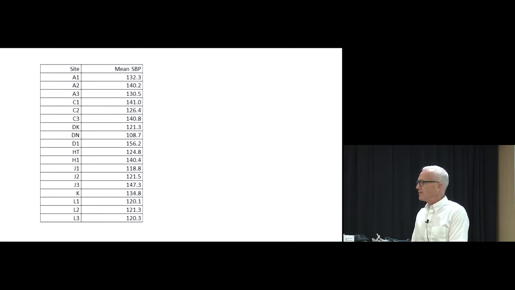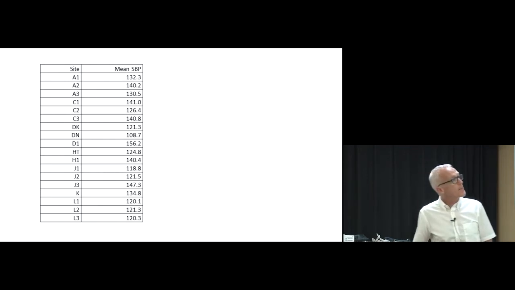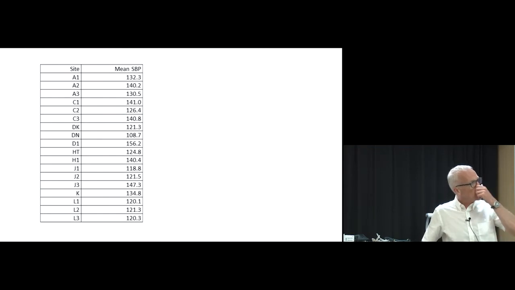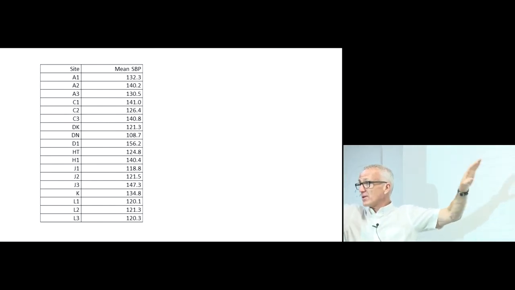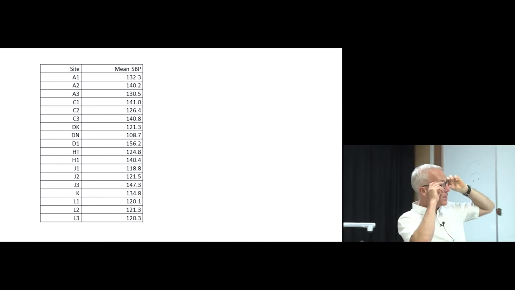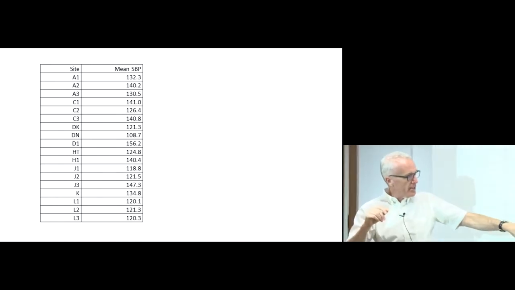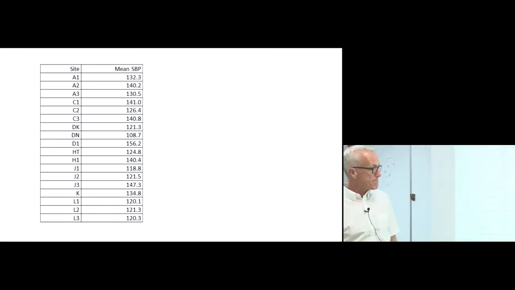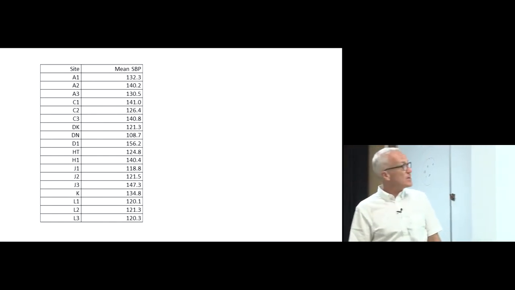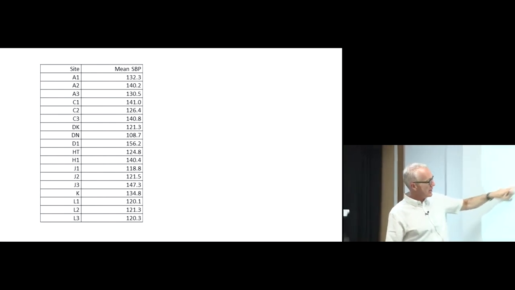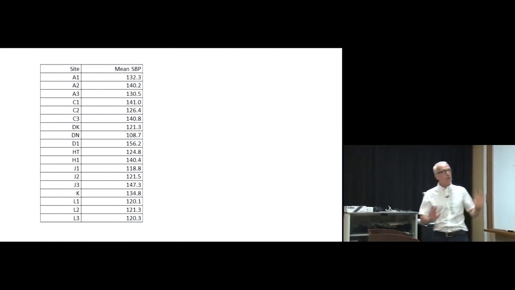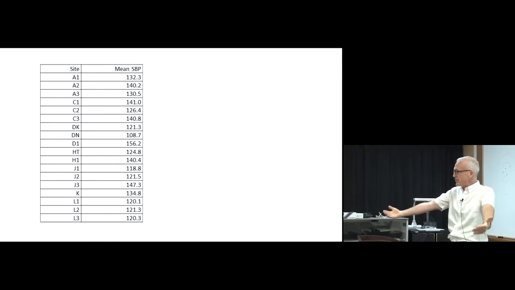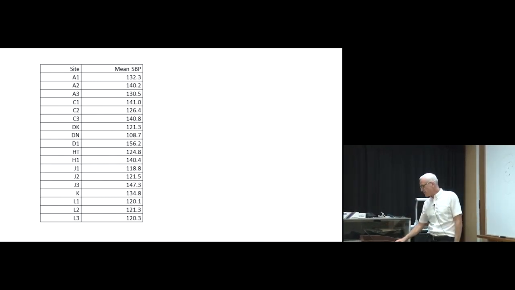No? Anybody? So D1, you're worried about D1 because the blood pressure is high. And L1, L2, and L3 are too similar. Okay. So we've got D1 because the blood pressure is high, and L1, L2, and L3. Now I've shown you the mean. Now I'm going to show you the standard deviation of the blood pressures.